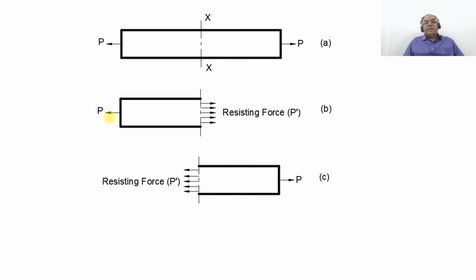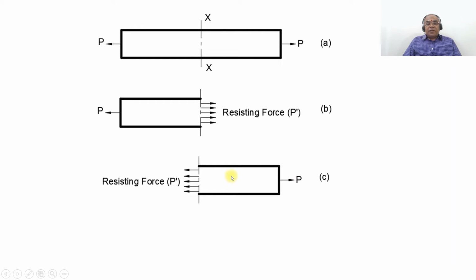Similarly, now we consider the second member, member 2, on the right side. As the member is applied with a load P moving from left towards the right, the body will not be in equilibrium. For the body to be in equilibrium, there should be a resisting force P dash whose magnitude is equal to the applied force P. Then member 2 will be in equilibrium. So that is what is shown here.